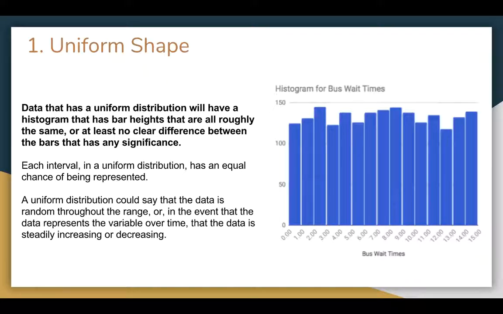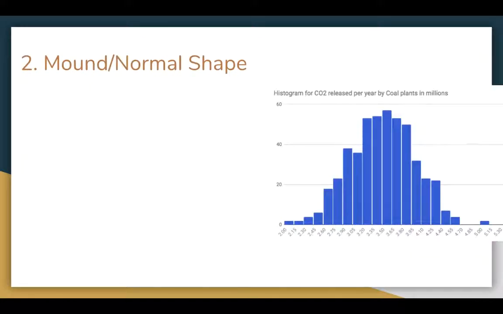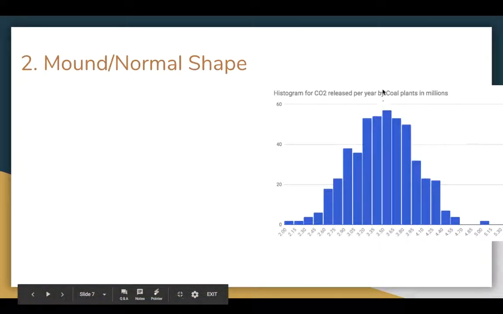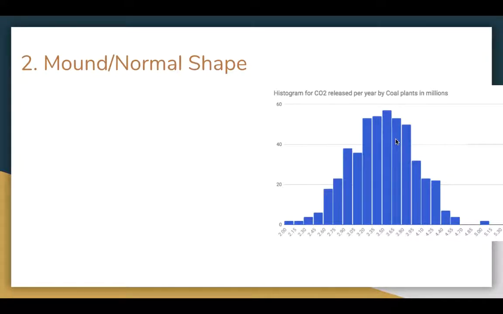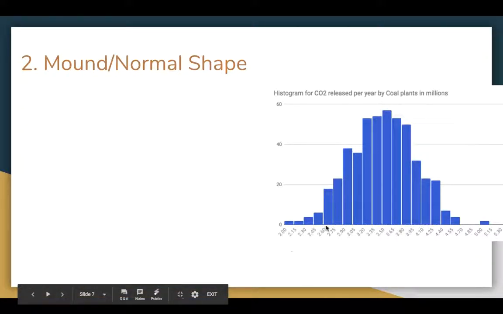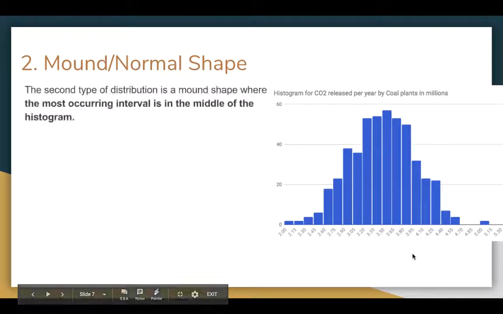And you can say that the data is random throughout, or the data is steadily increasing or decreasing if you're looking at the variable over time. Mound shape. So this data was actually artificially generated as well, but it was based on some numbers that were given about coal plants from a Google search, just about CO2 release of coal plants in the U.S. But the number in each category, I actually assumed it was normally distributed, but it does kind of match up with the number of coal plants in the U.S. and the average certainly works as well.